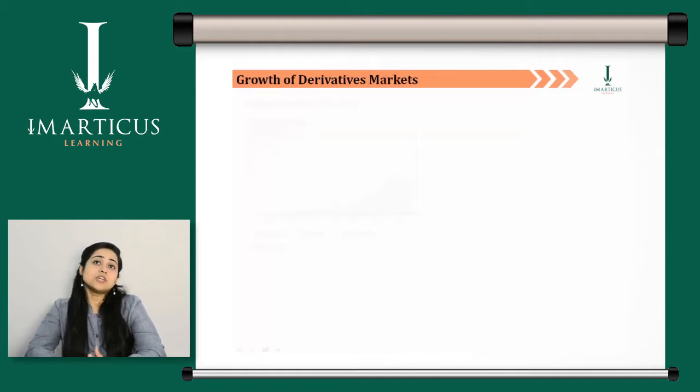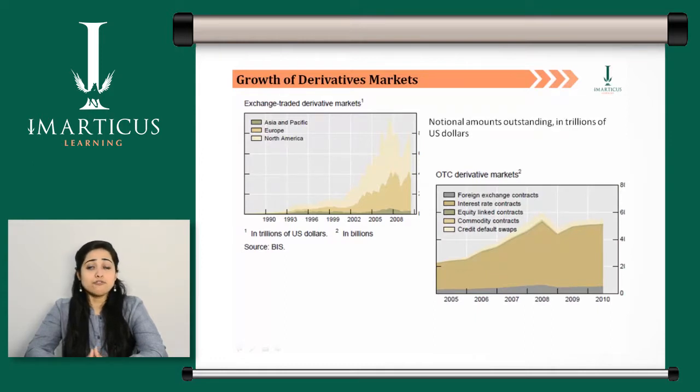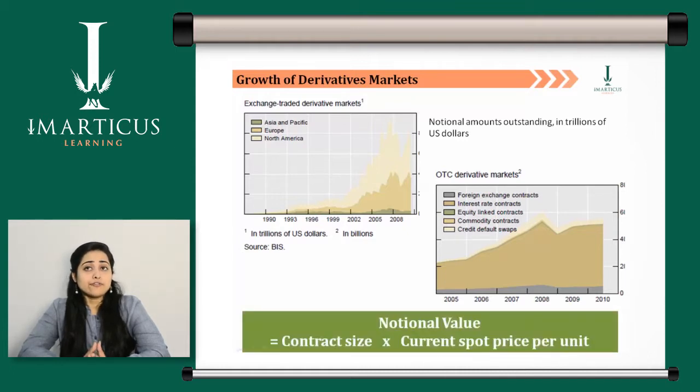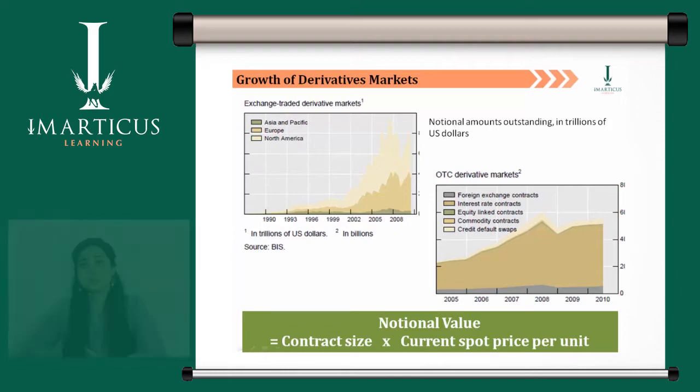The size of both exchange traded and OTC derivative markets have grown sharply since the 2000s. The trend was briefly interrupted by the global financial crisis, but the notional amount outstanding in both markets has since returned to almost pre-crisis level according to BIS, as you can see in the graphs on the screen. The notional value refers to the total value of the assets in a leveraged position, that is, the contract size multiplied by the current spot price per unit.